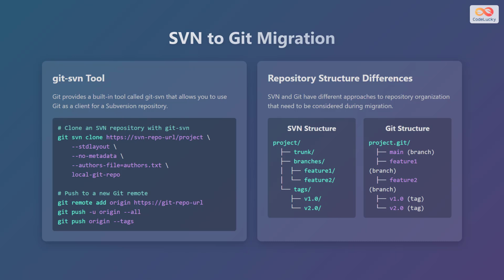Subversion and Git have different approaches to repository organization. In Subversion structure, we have project, trunk, branches with feature 1 and feature 2 folders, and tags with version 1.0 and version 2.0 folders. In Git structure, we have project.git, and then main branch, feature 1 branch, feature 2 branch, version 1.0 tag, and version 2.0 tag.